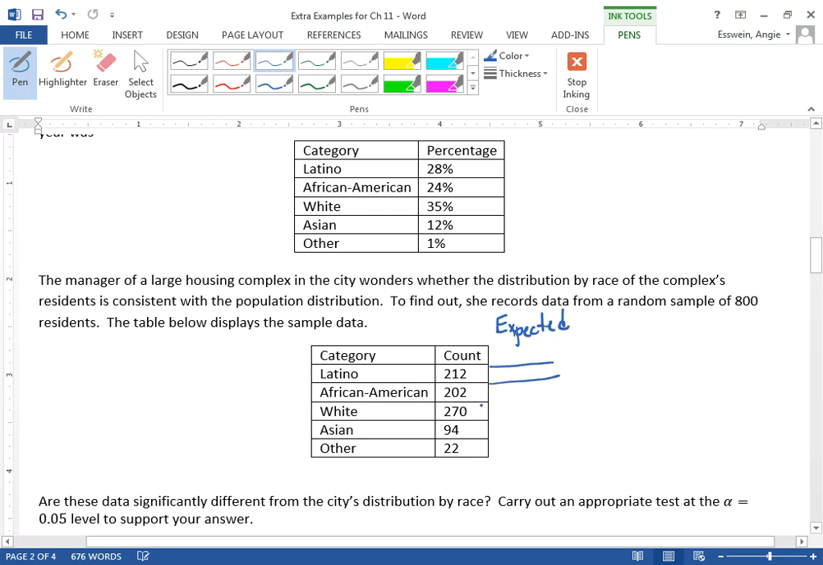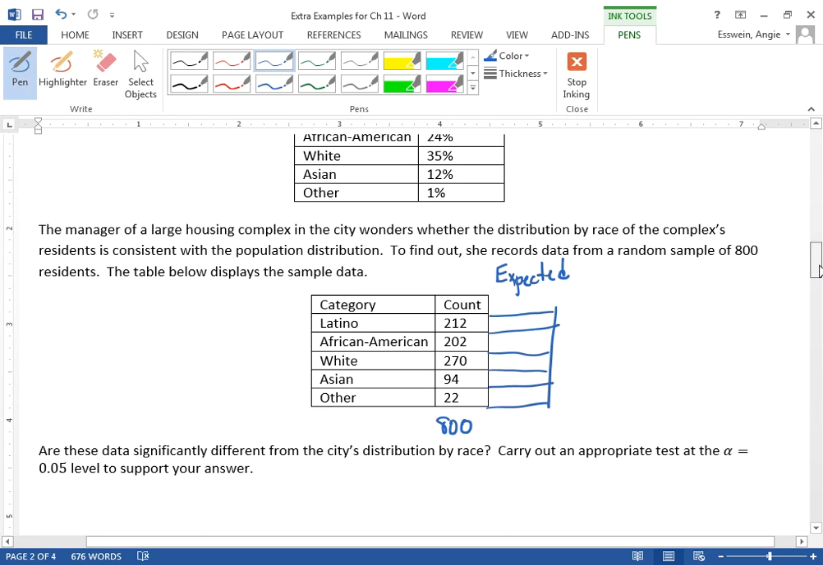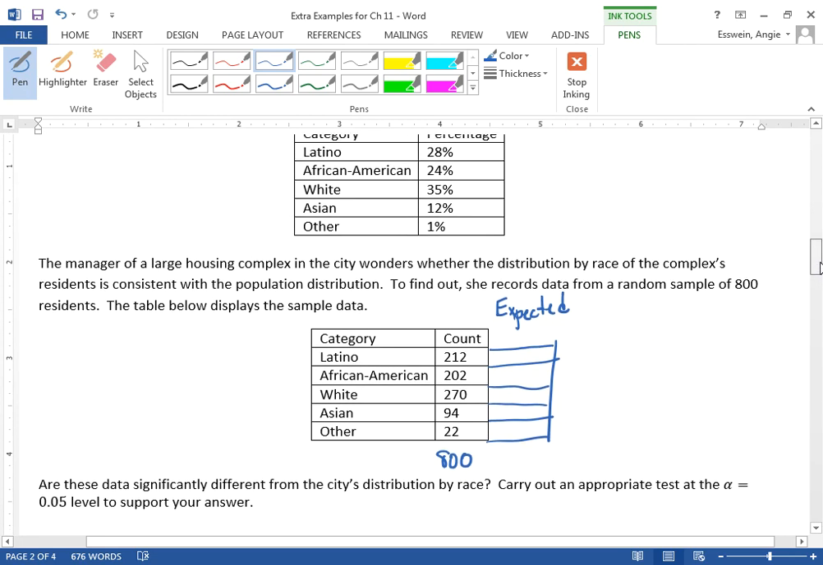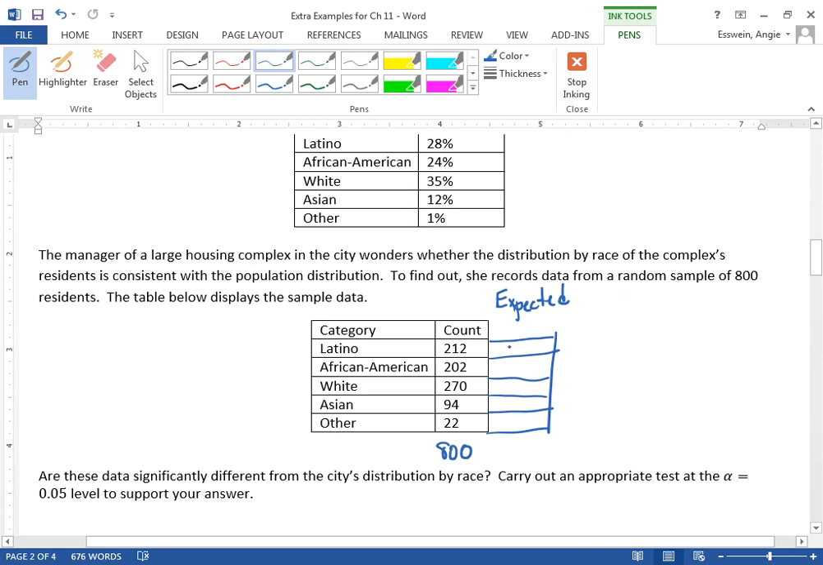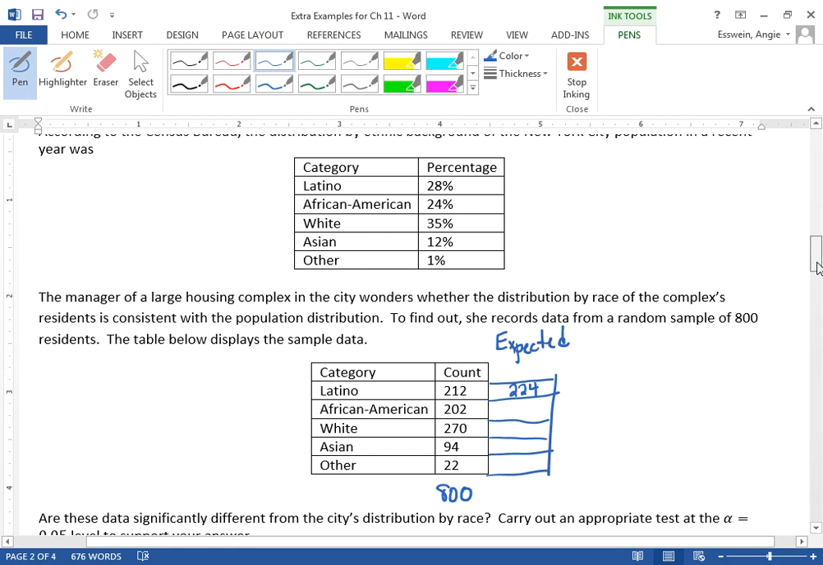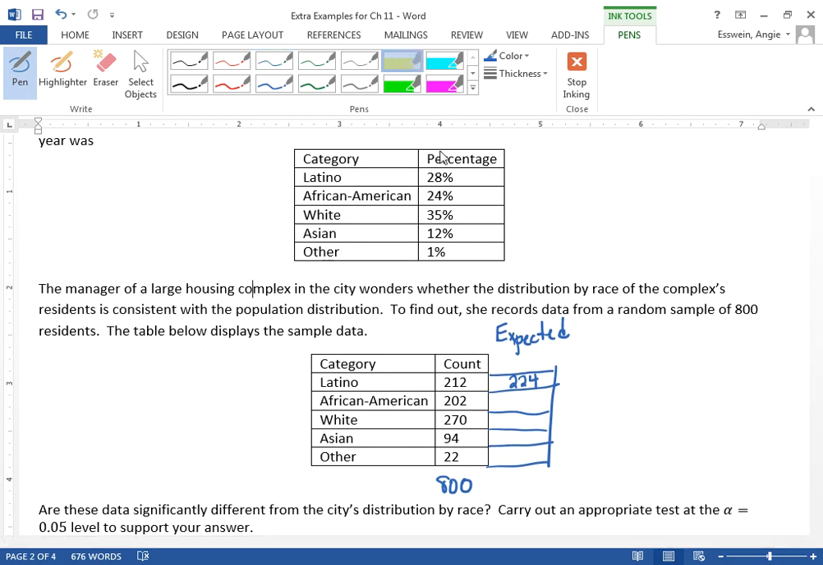So we need to know what we expect, even to get an intuition about is the distribution what we expect, we need to see what they are. So our total we know is 800. That should add up to 800. So what are we expecting for Latino? 224, right? We're just taking a percentage of 800. So here's the percentages. We're just taking that percentage of 800.